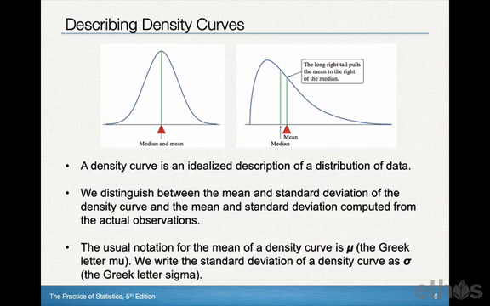They write the standard deviation of a density curve as sigma. Now, these are Greek letters. Typically, we use Greek letters to represent entire populations. Here, a density curve could be describing a sample, so it's the one place where we'll use Greek letters for samples. And then every other place, lowercase mu and lowercase sigma are used for population parameters. Remember, parameters are numbers that describe entire populations.